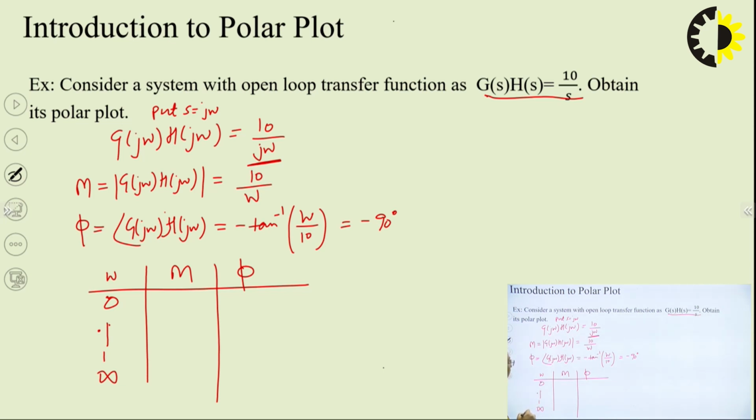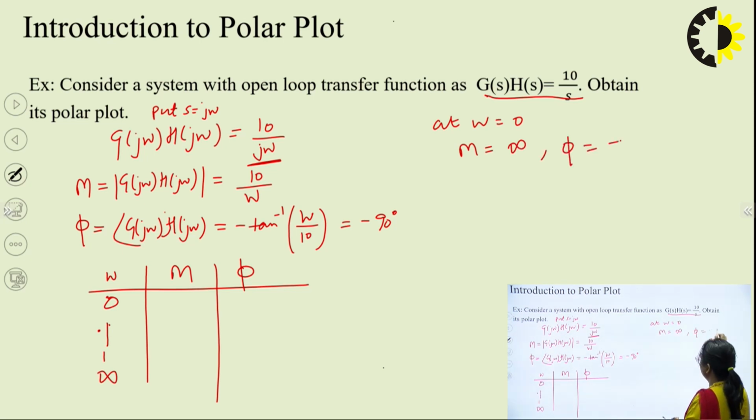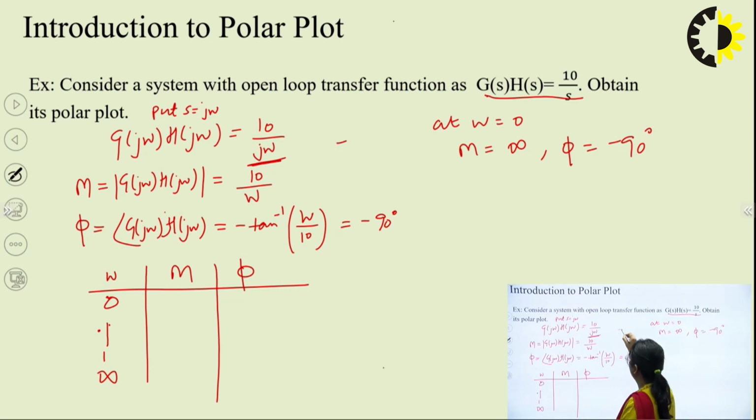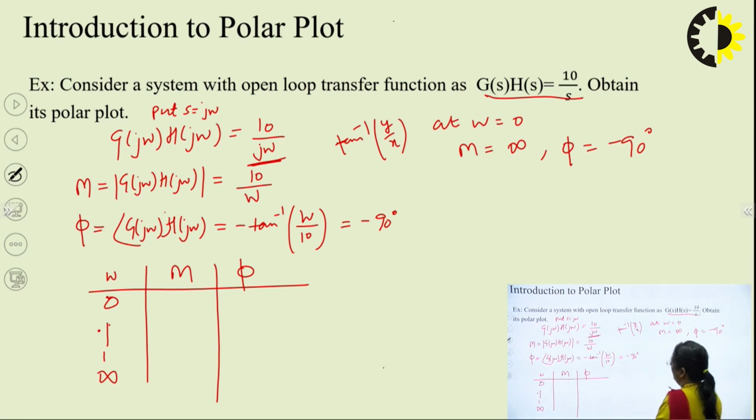When I put omega equals 0, the magnitude will be something upon 0, which is infinity, and the phase angle is always minus 90 degrees in this case, as we are having a pole at origin. Since we have the formula for the angle as tan inverse y by x, that is why I have written omega by 10 here.